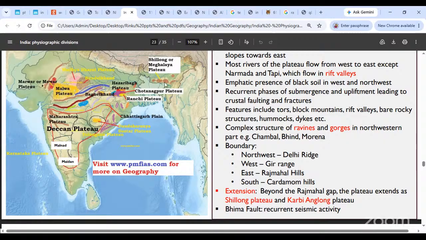Okay, this is going to be the Shillong Plateau, Meghalaya Plateau, or the Karbi Anglong Plateau, followed by that. Karbi Anglong in Assam, Shillong Plateau in Meghalaya. Okay, that is where you will see it.